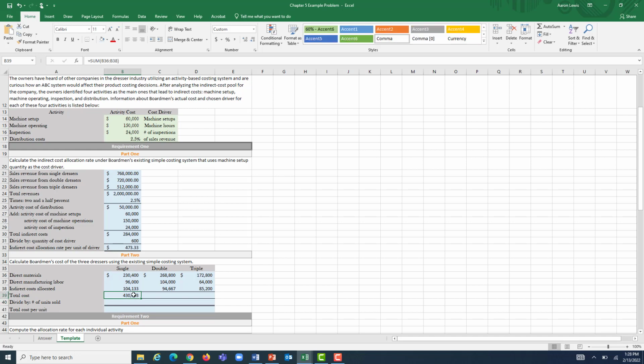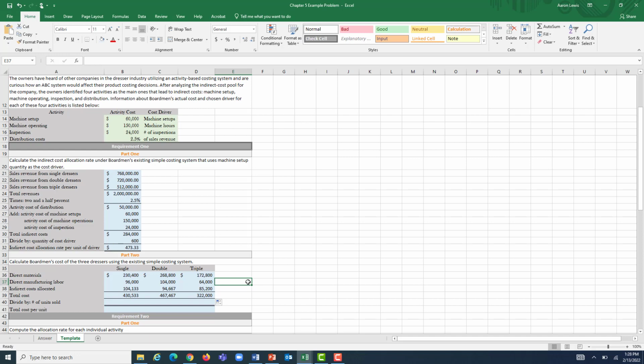$430,533. And then through the magic of the fill handle, I'm going to go down in the corner here until our cross turns to a little smaller black cross. I'm going to drag across. We're going to find out that the total expected cost of double dressers for the period is $467,467. And for the triple dresser, we're proposing that we're going to have to pay $322,000 on the dot in costs.